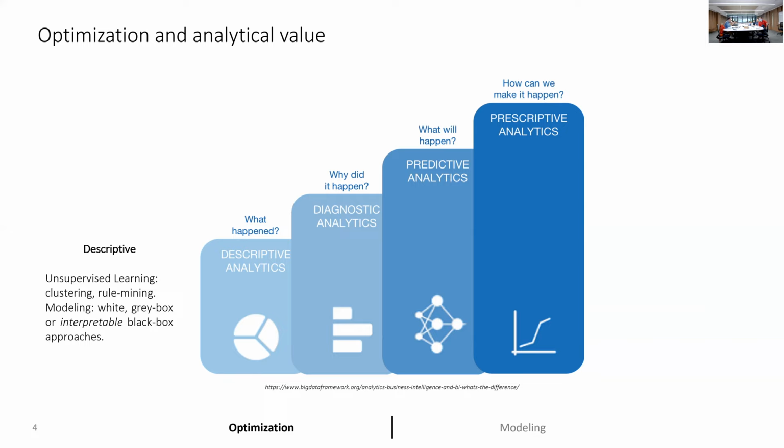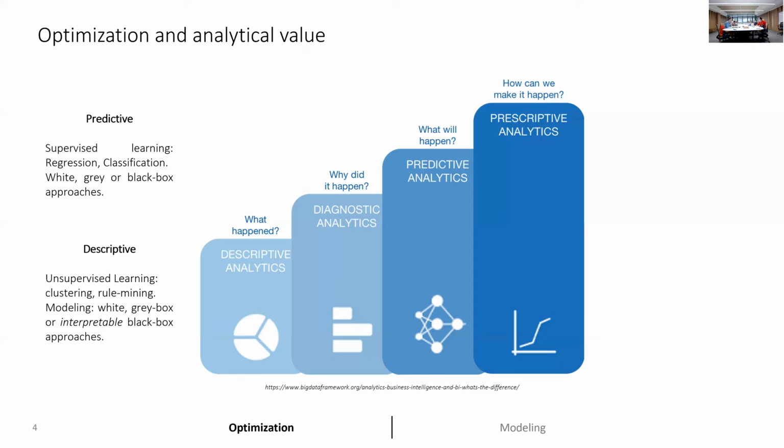Then we have predictive analytics that try to answer the question, what will happen? They usually aim to emulate energy systems performance using statistical models and forecasting approaches and want to predict what the future is going to be like. This encompasses supervised learning methods such as regression or classification. And we can use basically any white, gray, or black box approach, whichever performs best for the given predictive task.